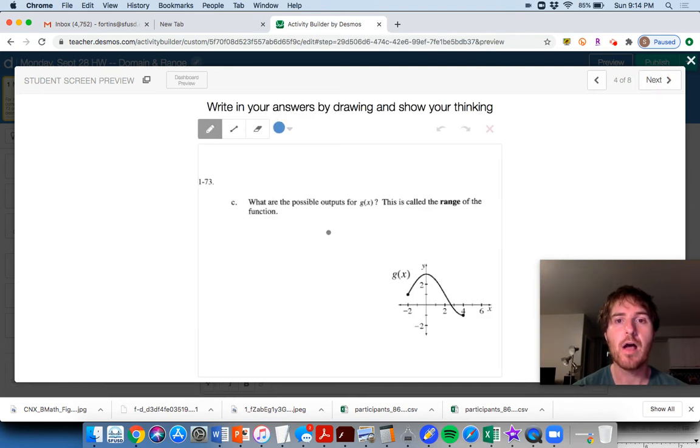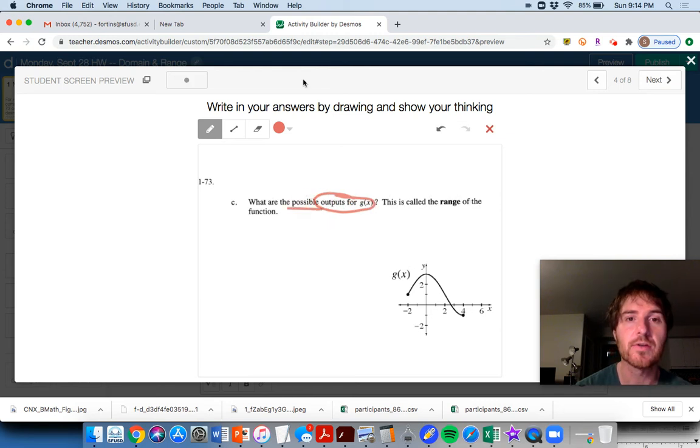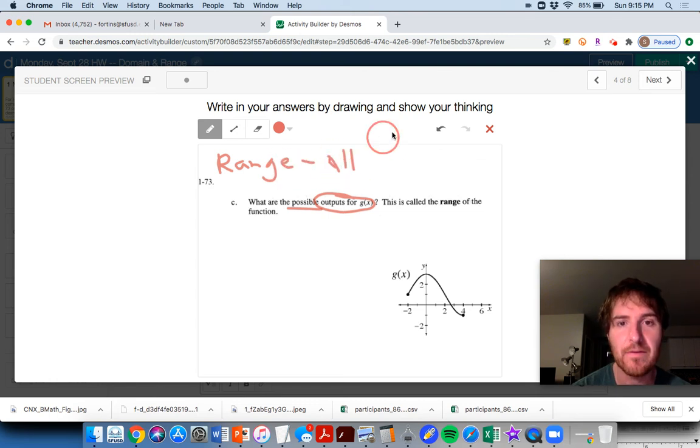All right, what are the possible outputs for g of x? This is called the range of the function. Talking range here, might as well go to red for range. All possible outputs. Range, and you should put this in your notes, are all the outputs, so we have to think about all the y values. All y values that are not just possible, but are represented. All values represented.